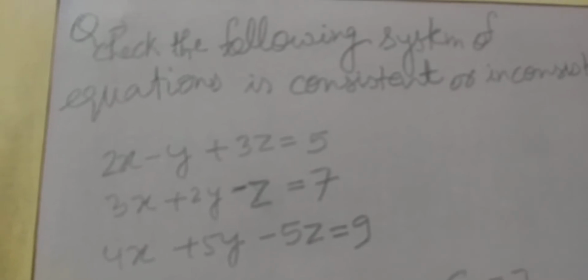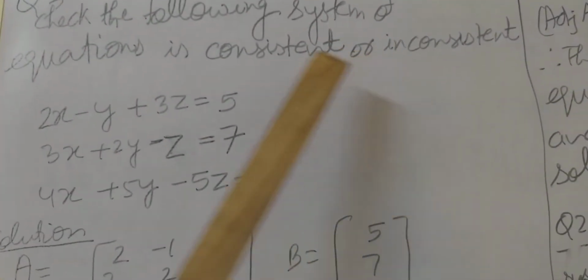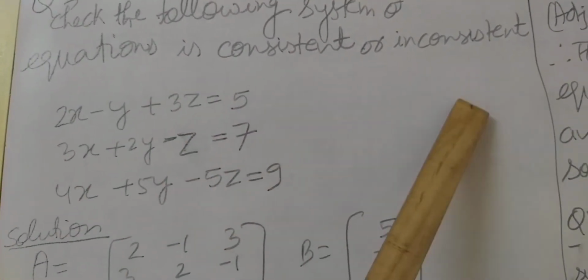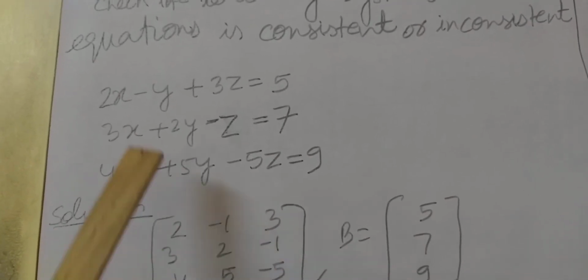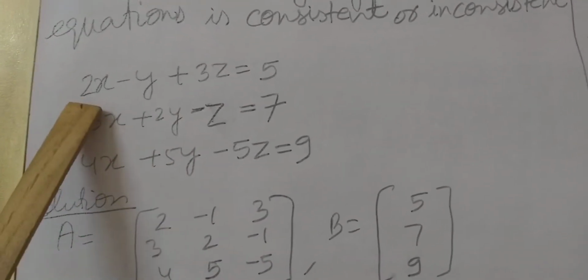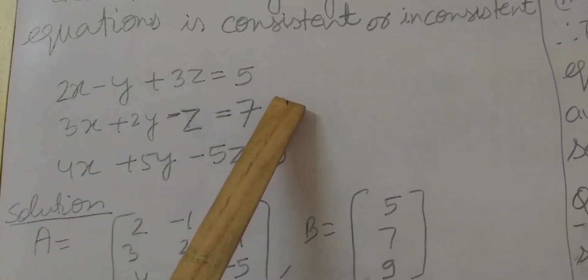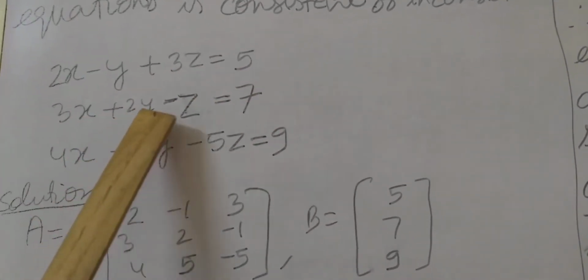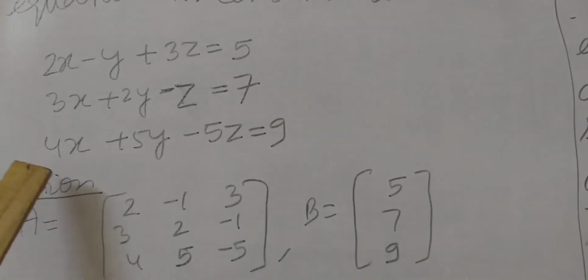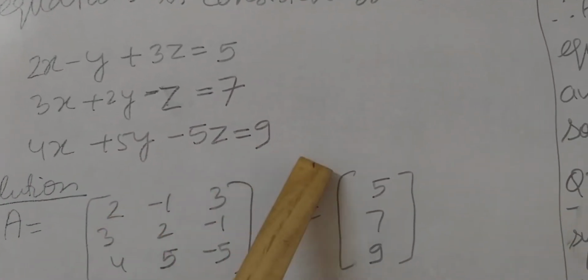Yesterday we learned the method of solving equations by matrix method. Now let us solve the questions. Check whether the following system of equations is consistent or inconsistent. Three equations are given to us: 2x minus y plus 3z equal to 5, 3x plus 2y minus z equal to 7, 4x plus 5y minus 5z equal to 9.